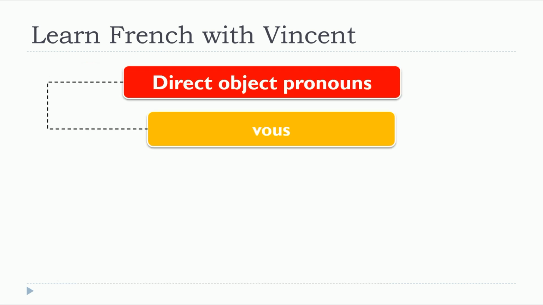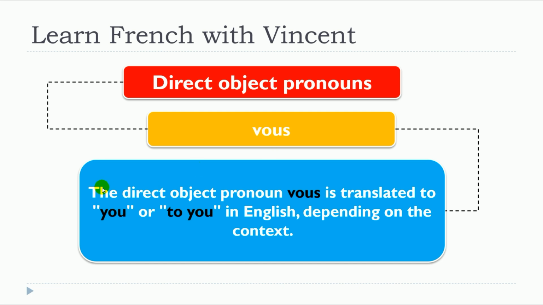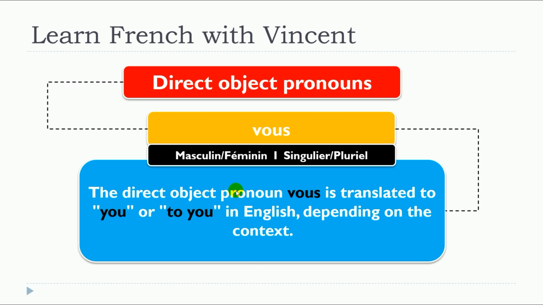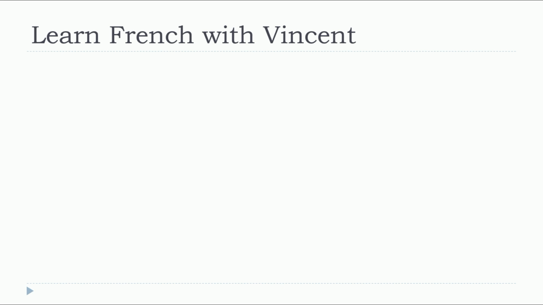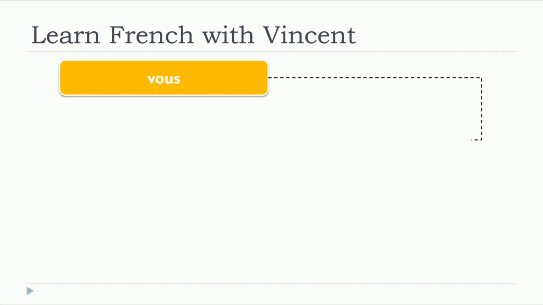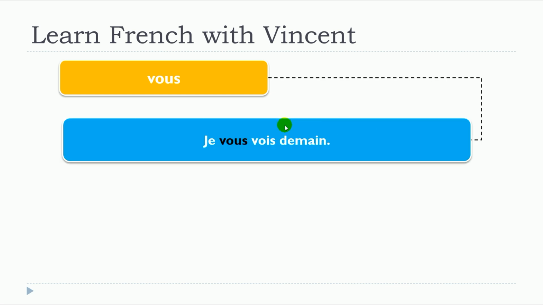In this lesson, we will concentrate on vous. And the direct object pronoun vous is translated to you or to you in English, depending on the context. Remember that vous can be used for masculin, féminin, singulier et pluriel. So we will have 4 examples.